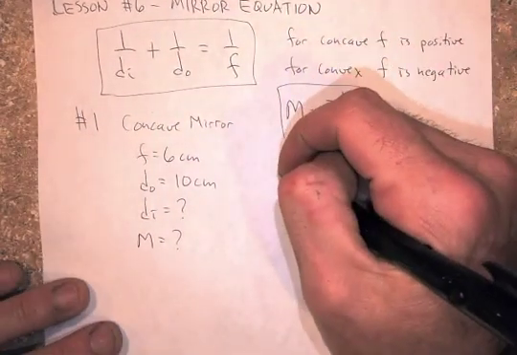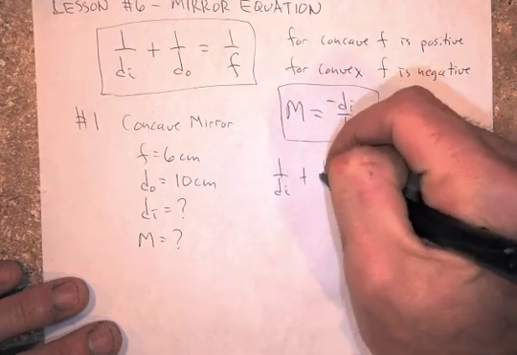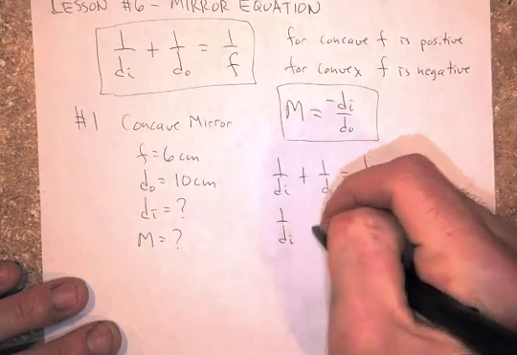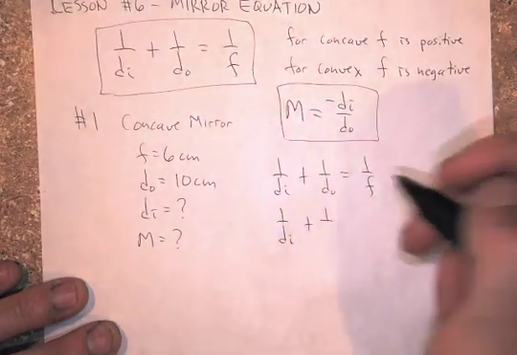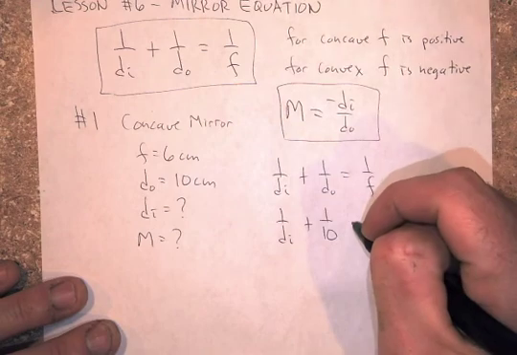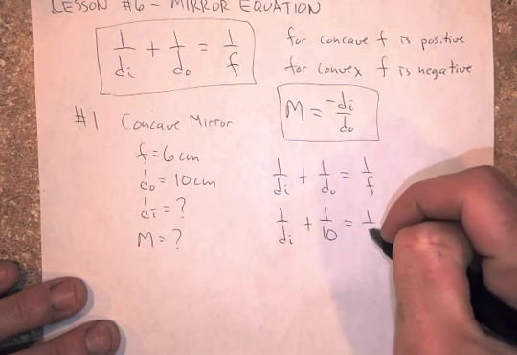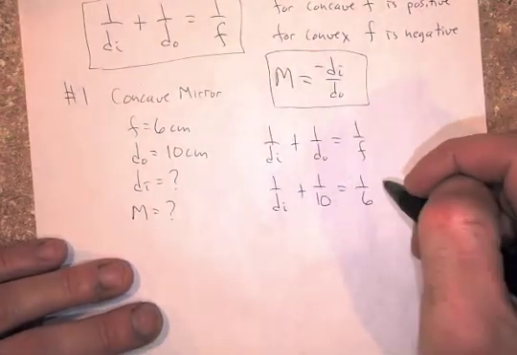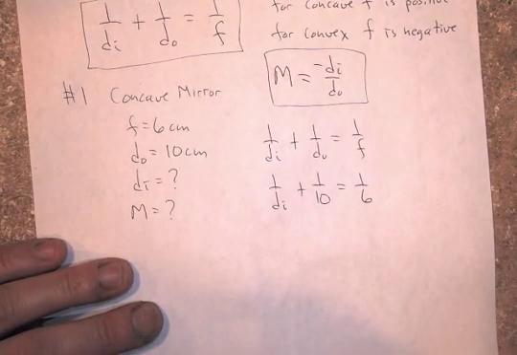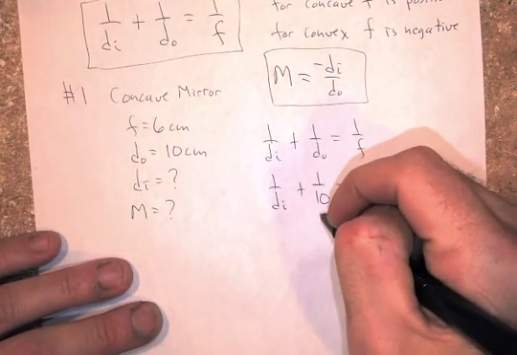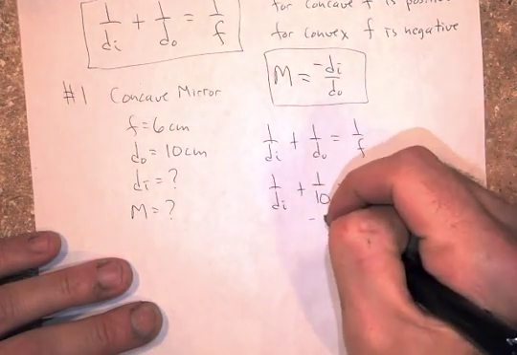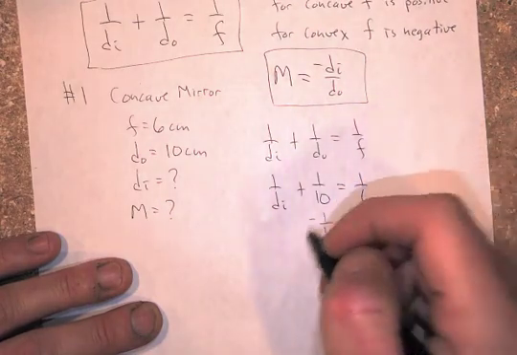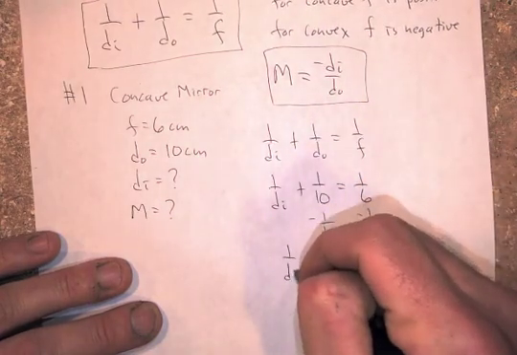Okay, let's just plug it in. We know we're looking for di, right? Do was the 10. F was 6. Talking centimeters. We need to get di alone, so we're going to minus 1/10 on each side first. If you want to do this as a decimal, that would be fine too. I'm just going to keep them as fractions because I'm a math teacher.